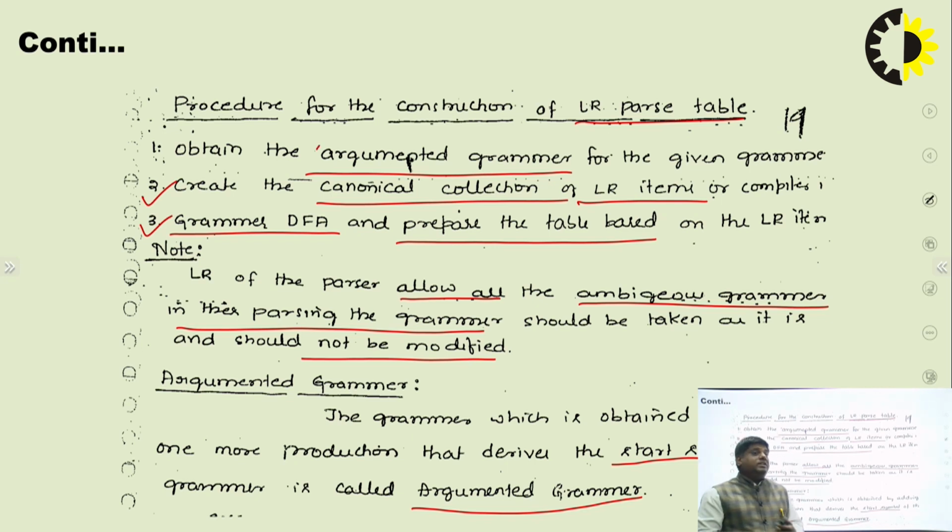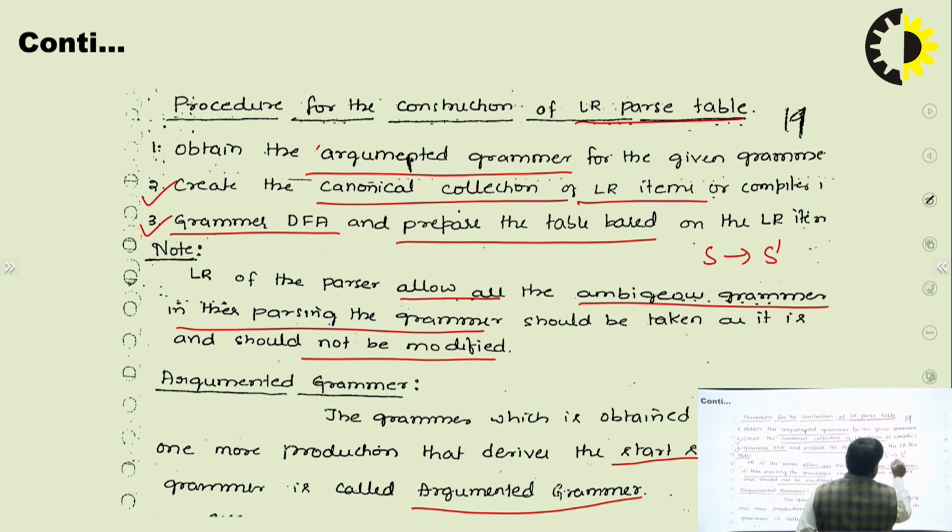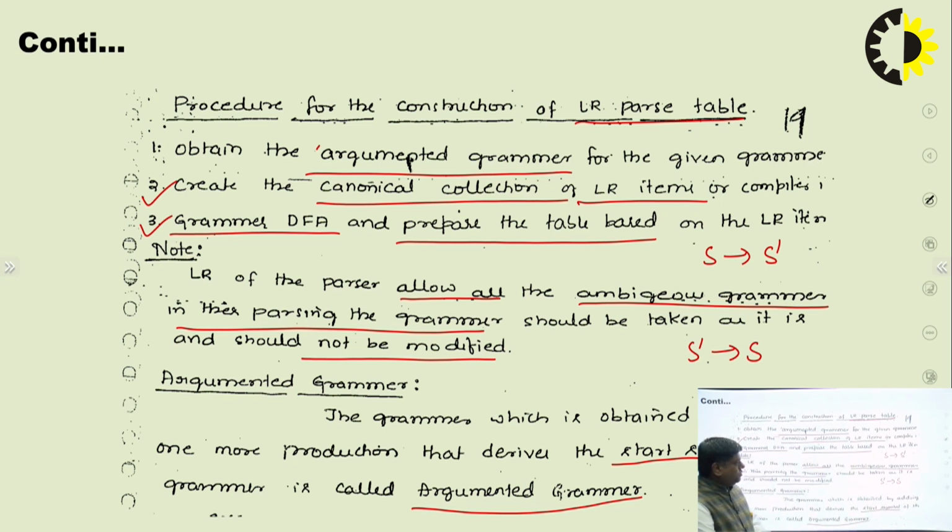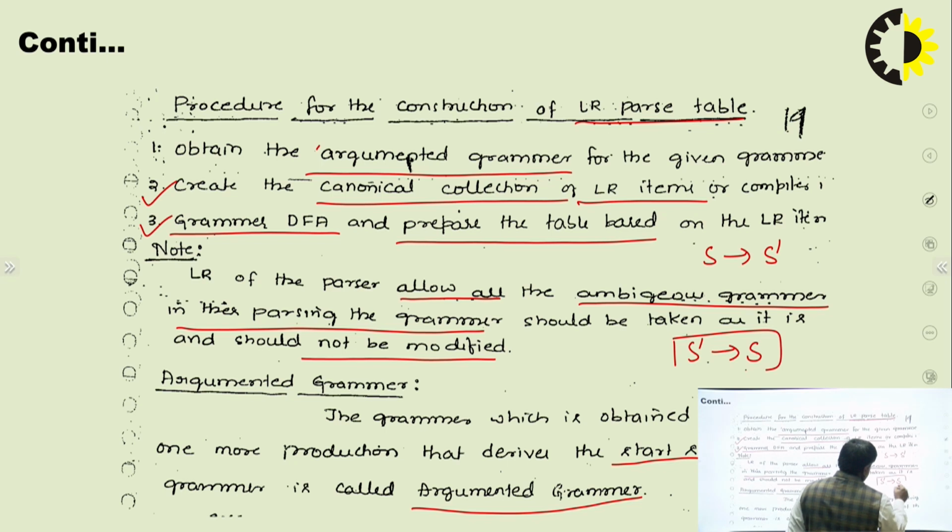So, how can we design the augmented grammar? We first add a new start symbol, that is S' tends to S. S' tends to S, and this type of grammar is known as the augmented grammar.